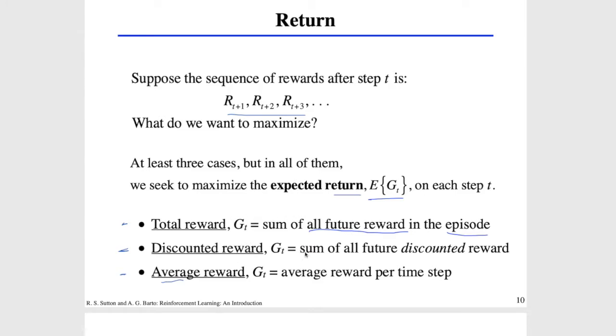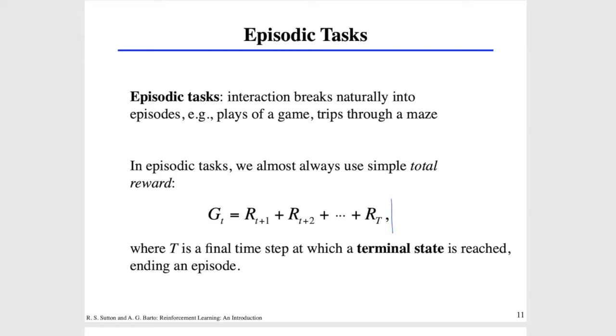It could be the discounted sum, right? We could say, I want as much reward as possible, but I want it now. I want it sooner rather than later. And the further it is in the future, the less interested I am. So we discount future rewards. Or we could average the rewards that we get per time step, so that they're kind of more regular.